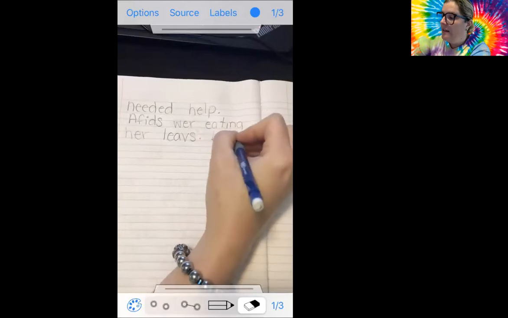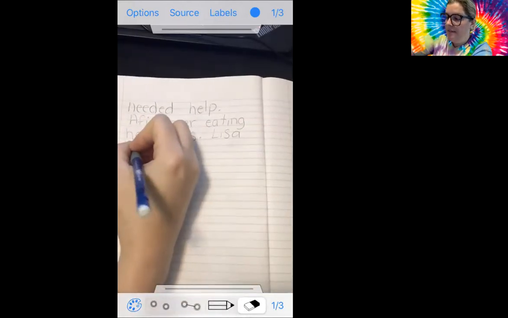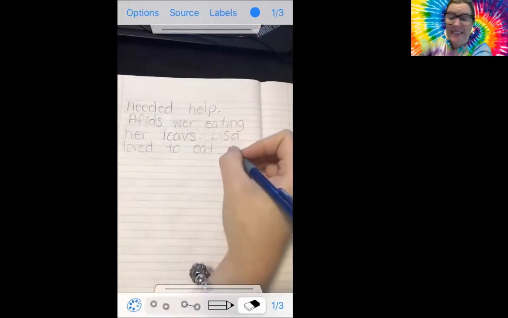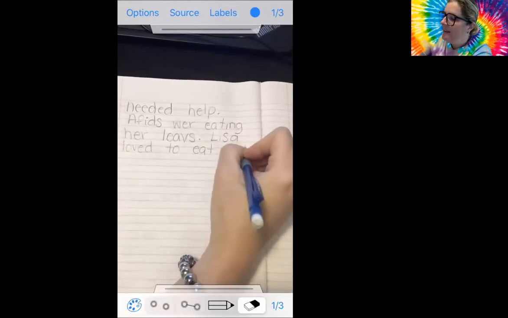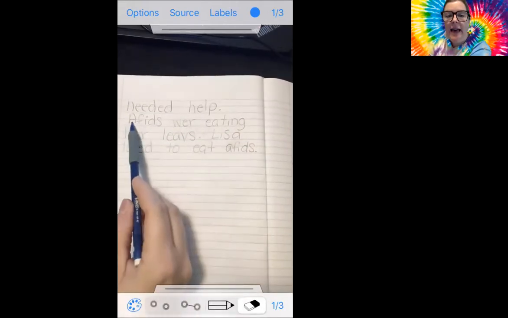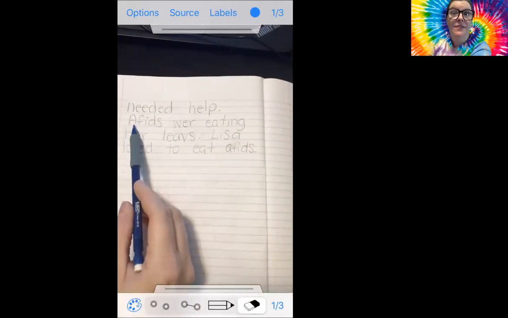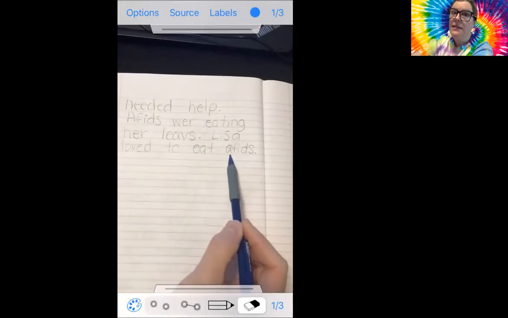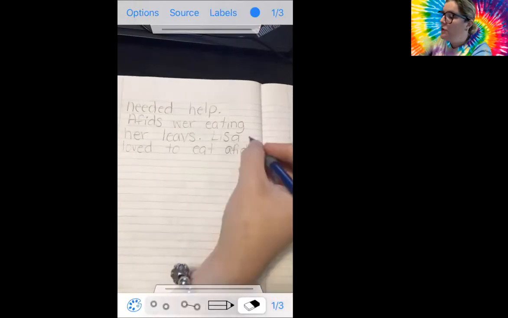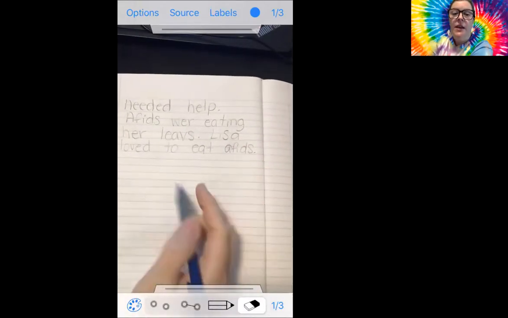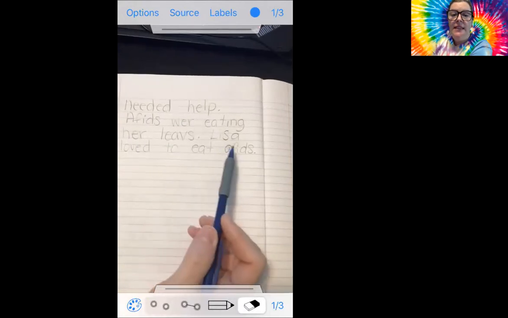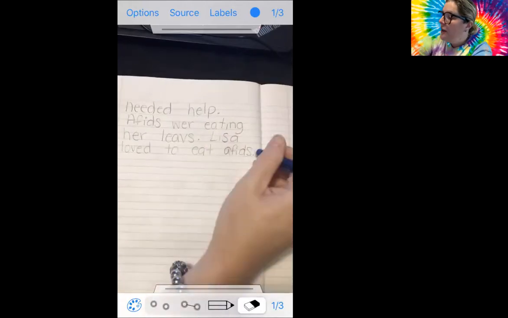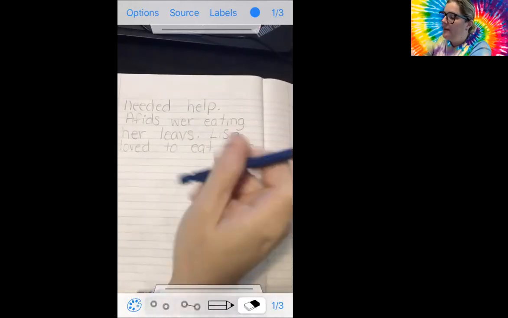Lisa loved to eat aphids. Now notice how I did a capital A for aphids up here because that was the first word of my sentence. I did a lowercase a down here for aphids because it was not the first word of my sentence. Okay, so make sure you have your uppers and lower cases correctly, friends. So aphids were eating her leaves. Lisa loved to eat aphids. So I'm going to erase that period because I'm going to keep writing.